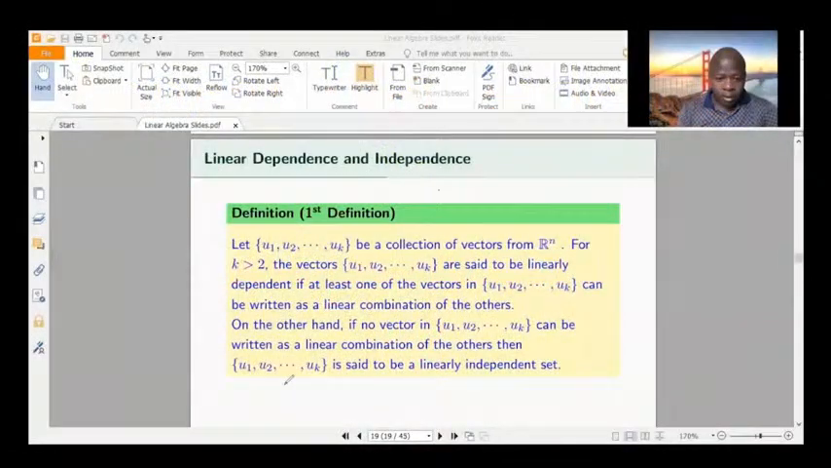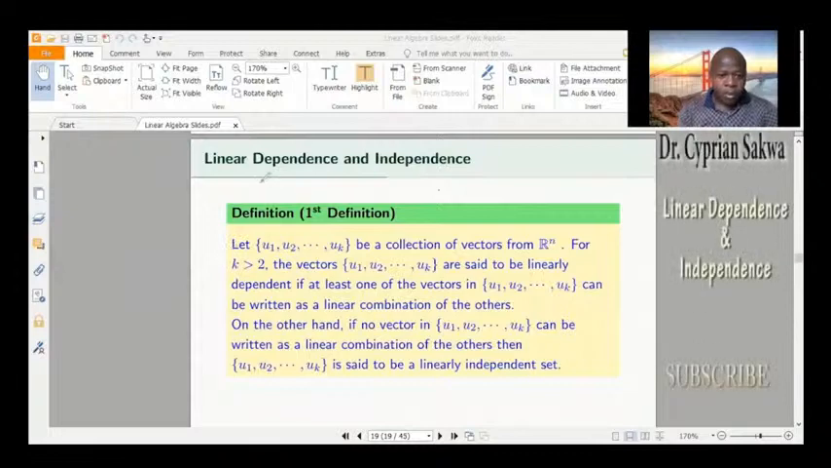Today we'll be looking at linear dependence and independence of vectors. So first we define what we mean by linear dependence and linear independence of vectors, and then look at examples. I'll give you 2 definitions for linear dependence and linear independence, and then use the 2 definitions to see whether vectors are linearly dependent or independent.